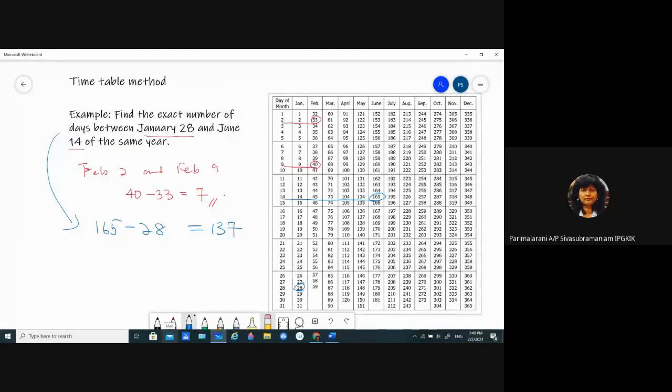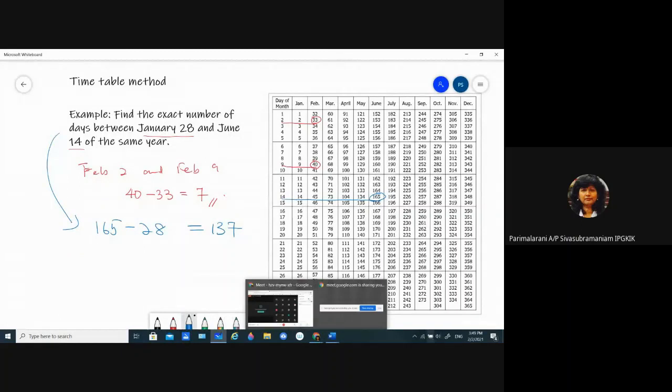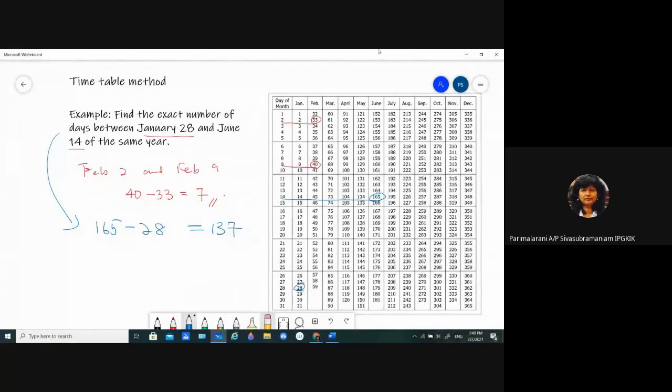So when we calculate, we do not include 28, we include 14. This is the other method of calculating the time between dates. This is called the timetable method. This is a special table that a lot of banks use. Can you get that?